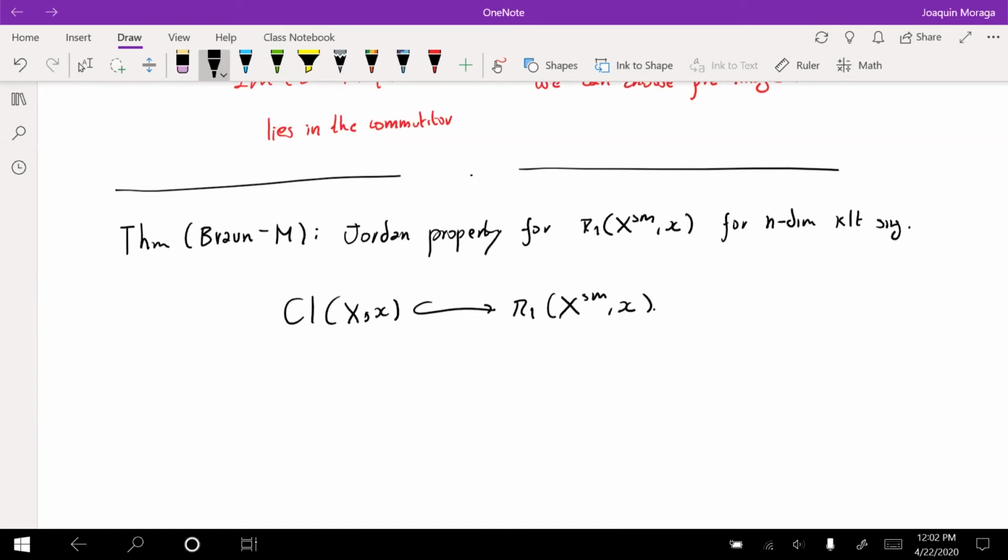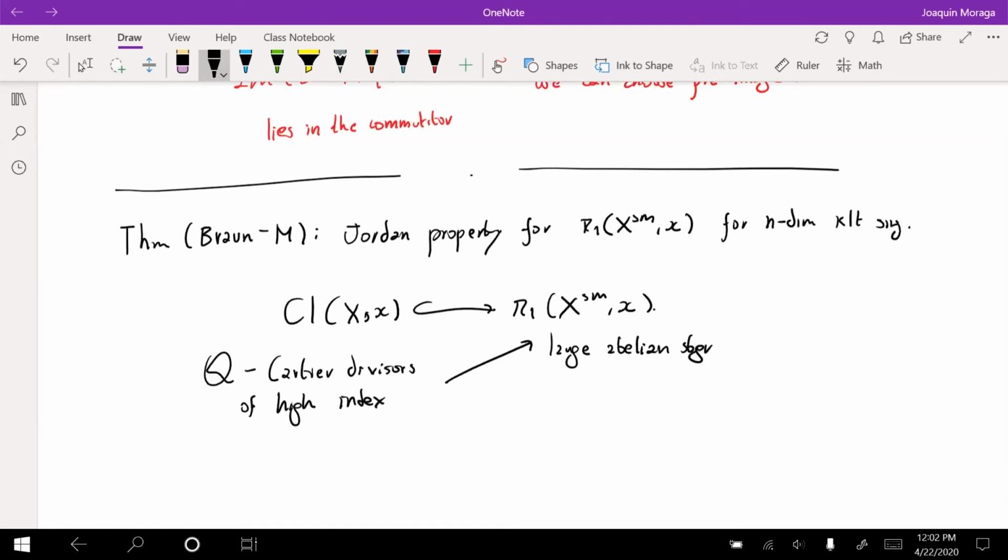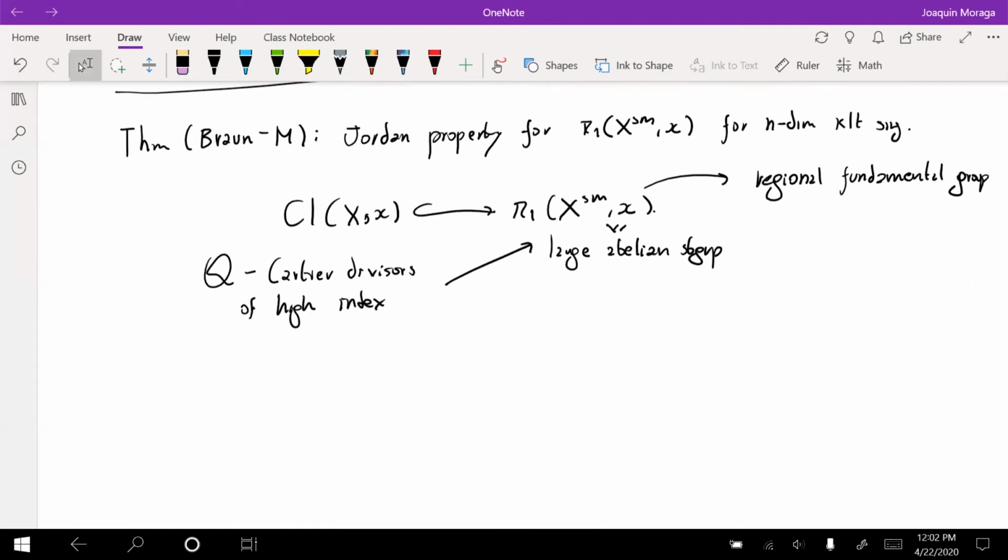So this tells you the following. Every time that you have QRT divisors of high index, then it will imply that you have a large abelian subgroup inside the local fundamental group. I think Lucas likes to call this the regional fundamental group, not the local. I don't like this notation, but well. Also, he usually likes to write X reg.